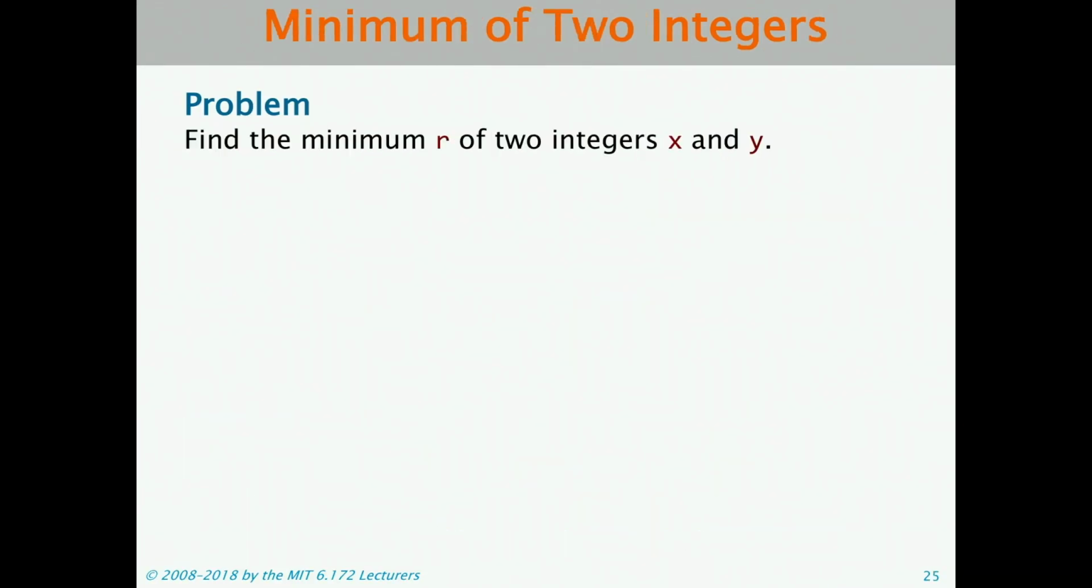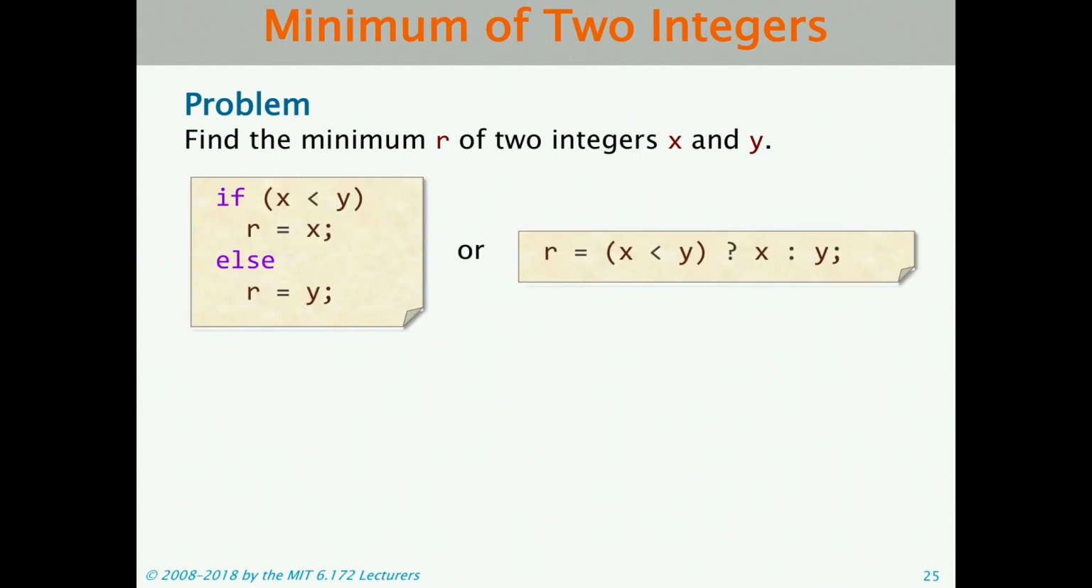Okay, so the next thing we're going to look at is finding the minimum of 2 integers x and y. So let's say we want to store the result of the minimum in a variable r. Here's the standard way to do this. We just use an if-else statement. So if x is less than y, then r is x, and otherwise r is set to y. Here's an equivalent expression. It just uses the ternary operator in C. It does exactly the same thing as the if-else statement on the left.